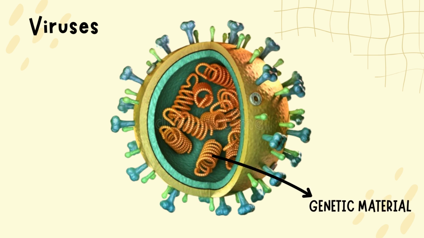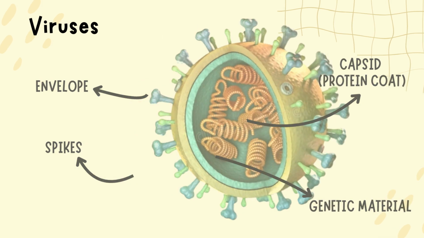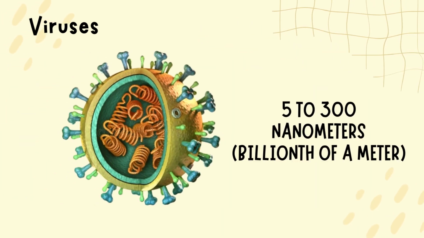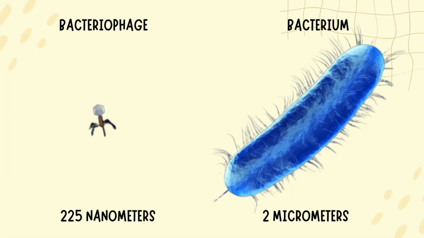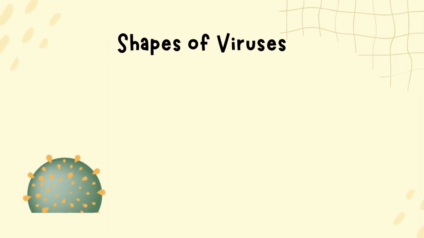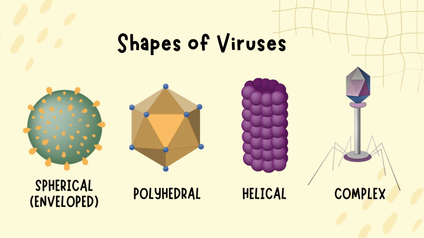A virus has genetic material within a protein coat. Some types of viruses have an envelope and spikes. Most viruses range in size from 5 to 300 nanometers. So this is a comparison between a bacteriophage virus, which is 225 nanometers, and a bacterium, which is 2 micrometers. Viruses can be spherical, polyhedral, helical, or complex.